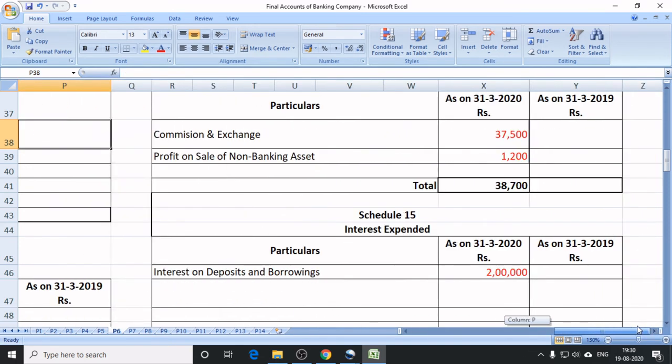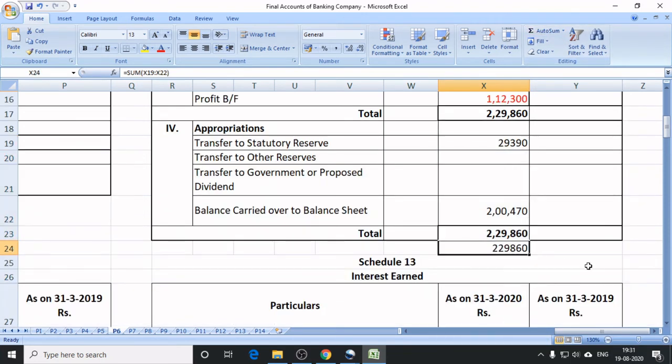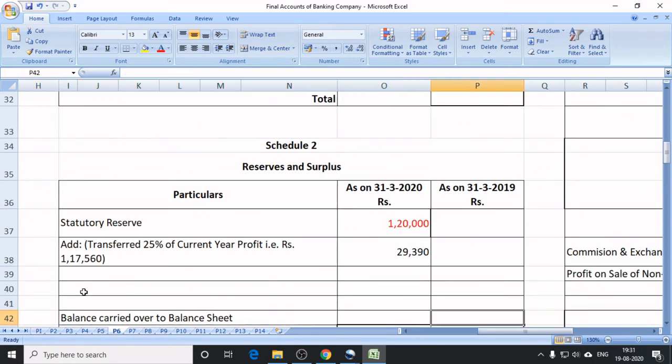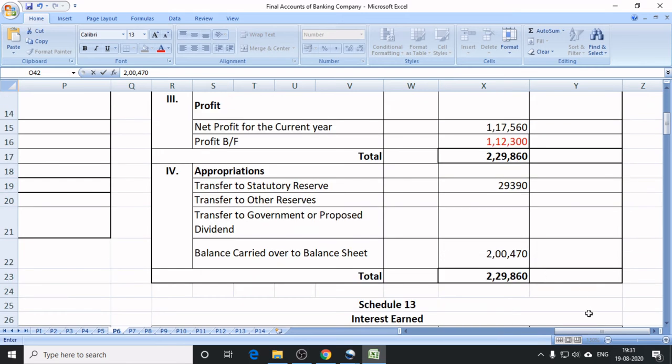Okay, now let's close the profit and loss account, and for that we have to deduct from this figure, that is 2,29,860, the 29,390. So the balance carried over to the balance sheet is 2,470. See, the total is 2,29,860. It is right. Okay, 2,470. It is closed now.